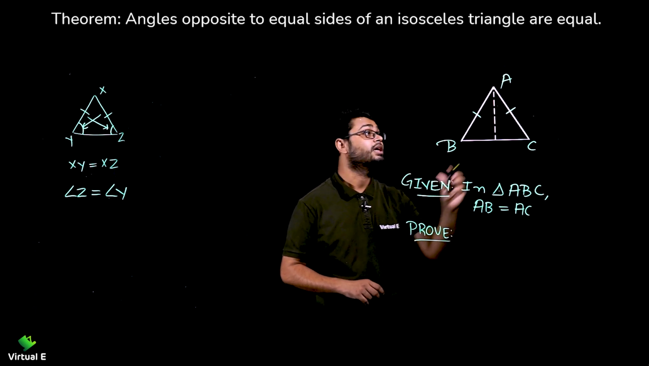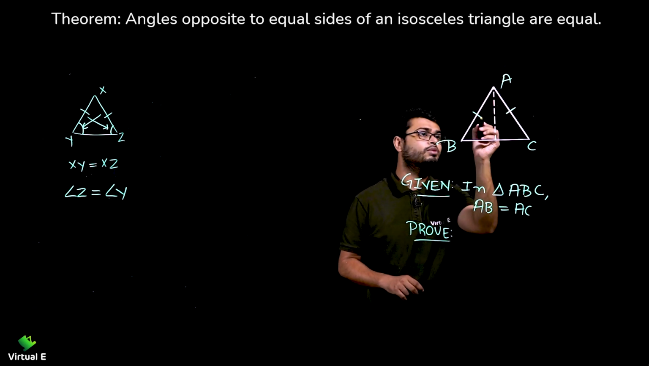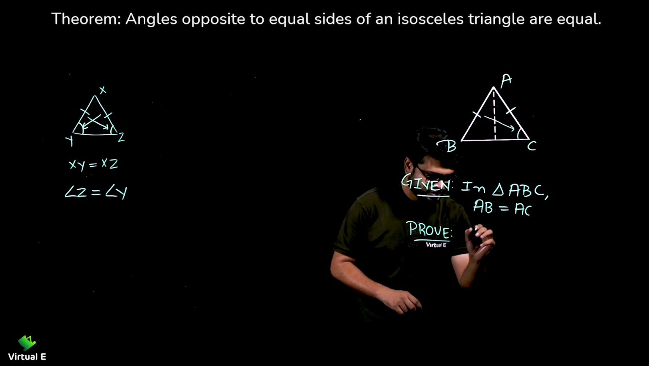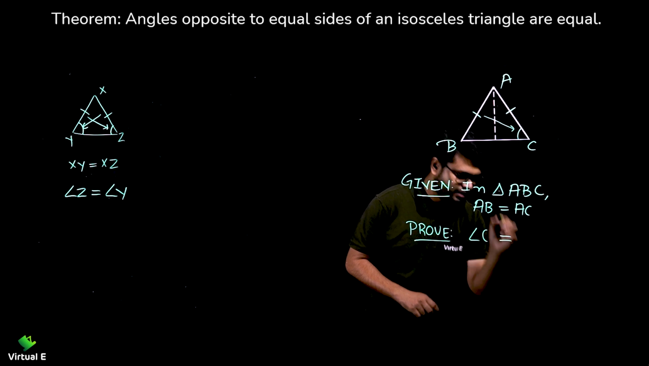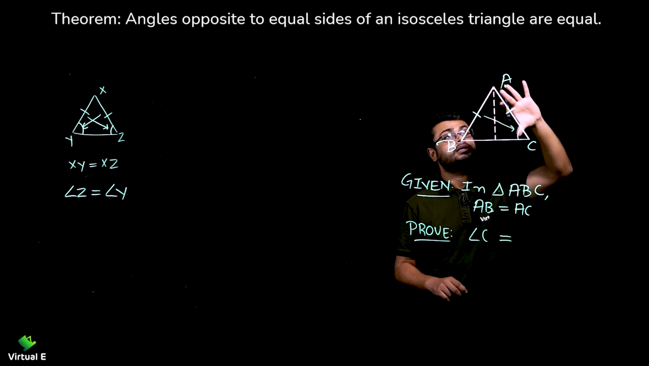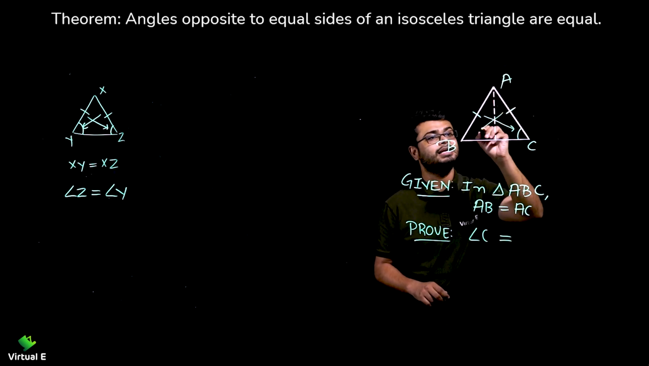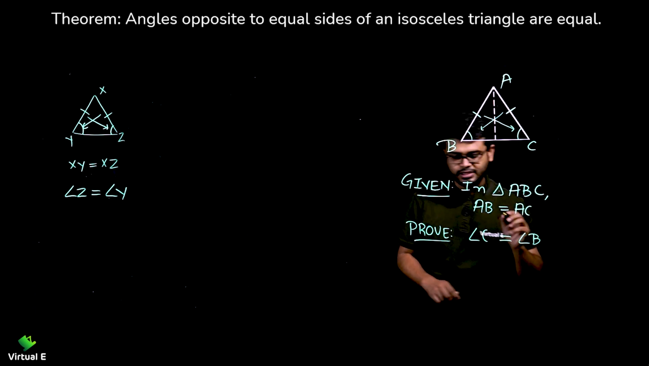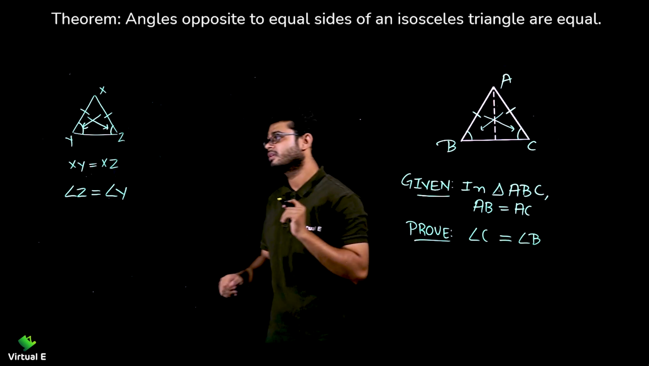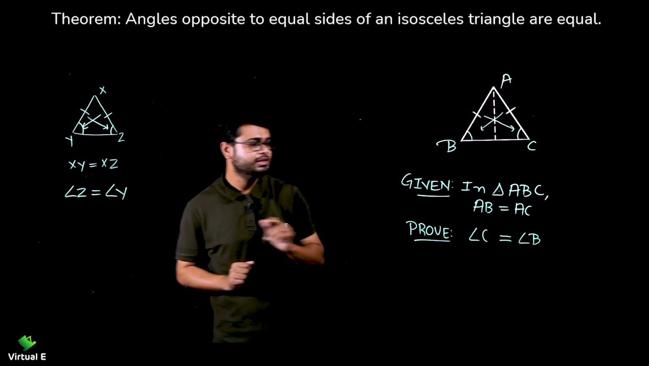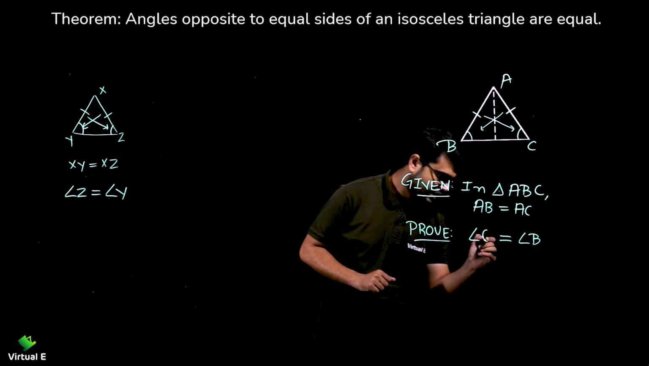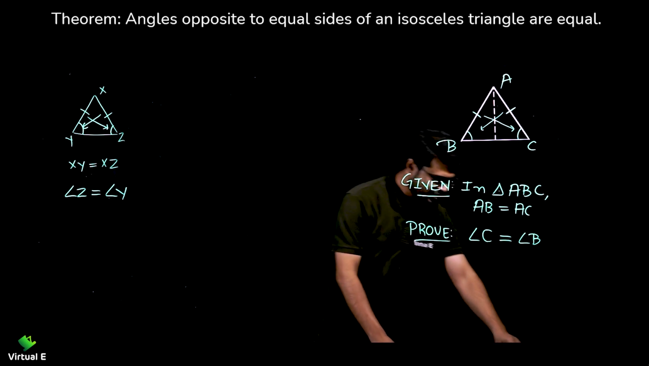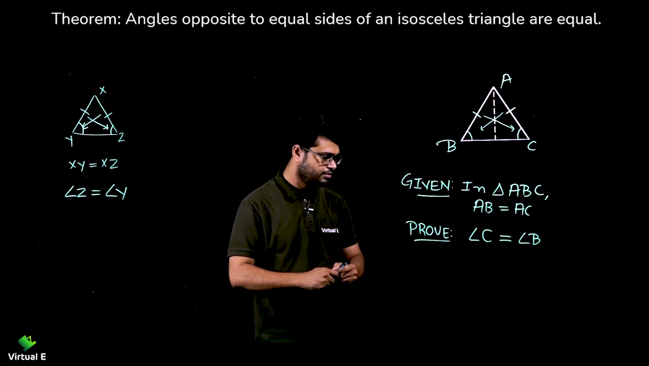First of all, opposite to AB, what is the angle? That is angle C. So we want to prove angle C is equal to the opposite angle to side AC, that is angle B. This is what we want to prove, right? I explained how we are writing this. The same method I have used to write this. Let's start with the proof.